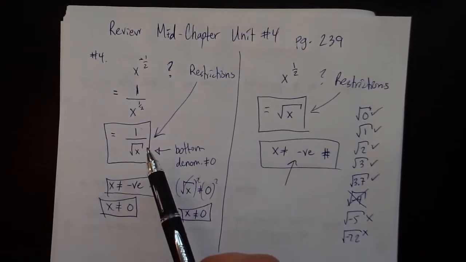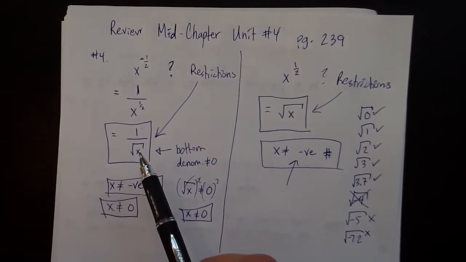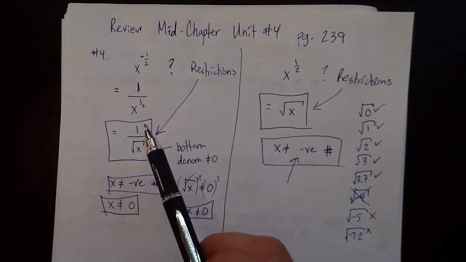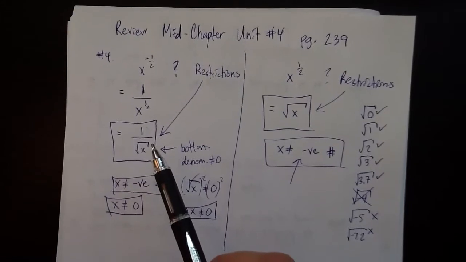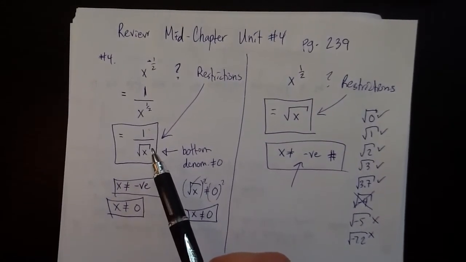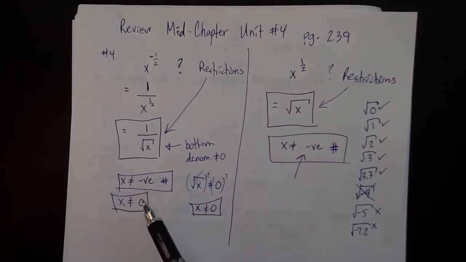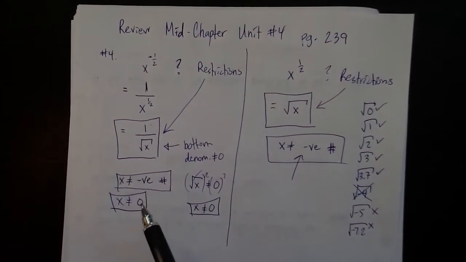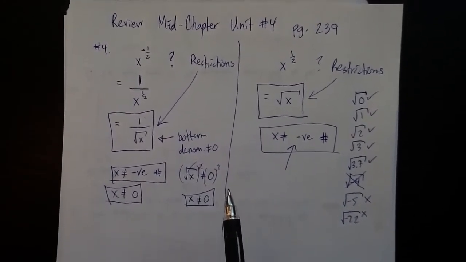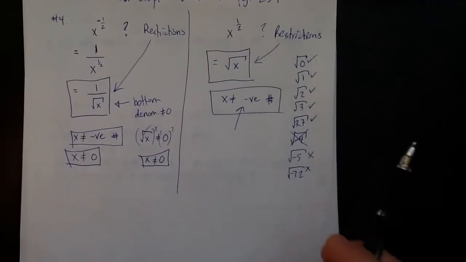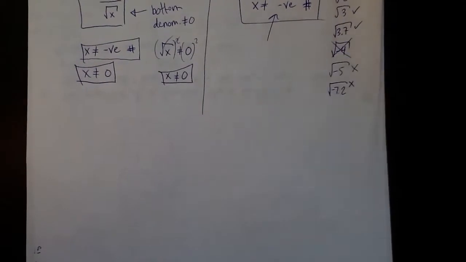But over here, you cannot have x equals 0, because if you put 0 here, the square root of 0, yes, is 0, but you'll have 1 divided by 0, which is a restriction. You can never have the denominator of a fraction equal to 0 because it's undefined at x equals 0. So this actually has two restrictions. One of the restrictions is different from the restriction of x to the power of a half. So that was question number 4. Very good question there.